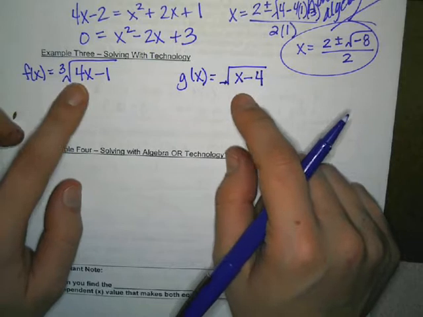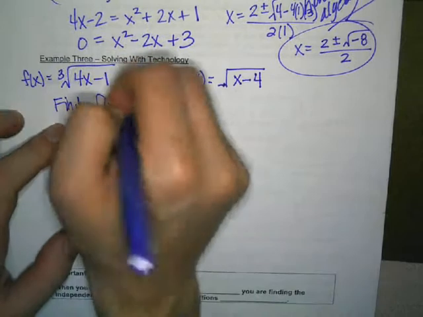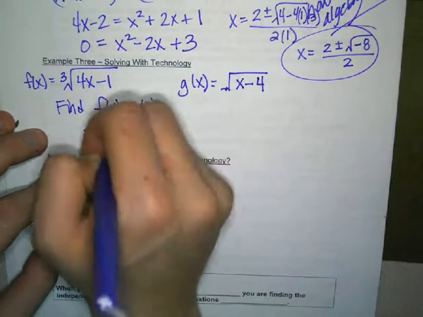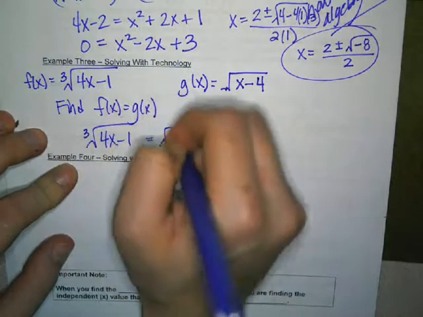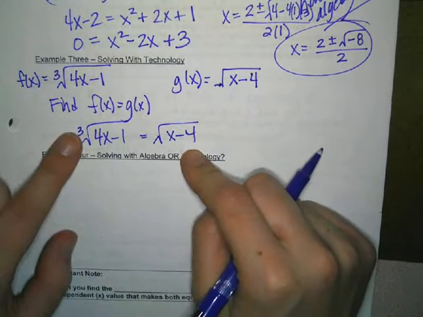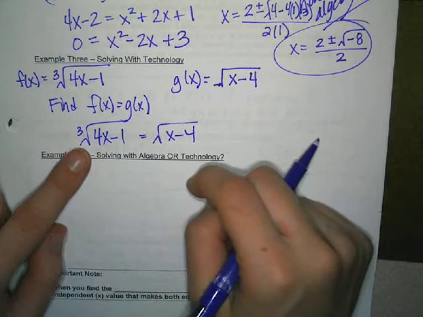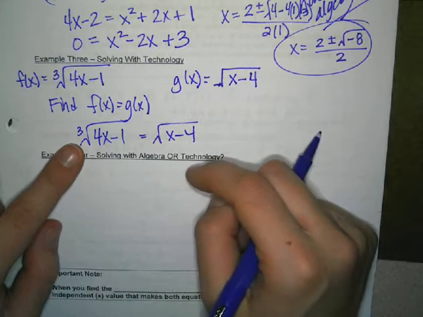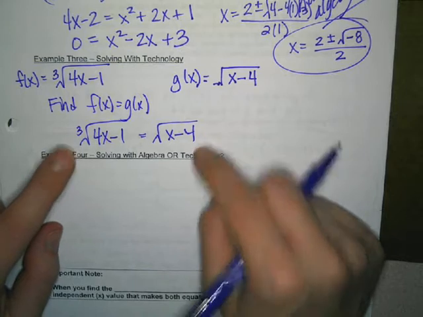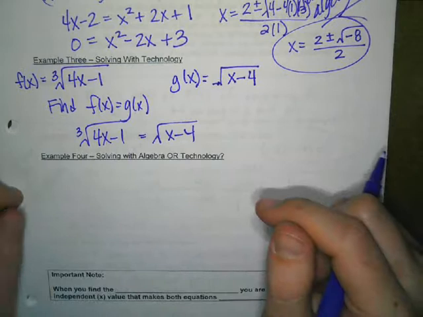So if we were to set these equal to each other, so we have the cube root of 4x minus 1 equals the square root of x minus 4. I mean, we could square both sides, but then that doesn't get rid of my 3. We could cube both sides, but then what do I do if this is a square root? It doesn't cancel. So there's not an easy algebraic way to solve this problem. So this would be a scenario where, because you can't solve for x easily, we're going to graph.